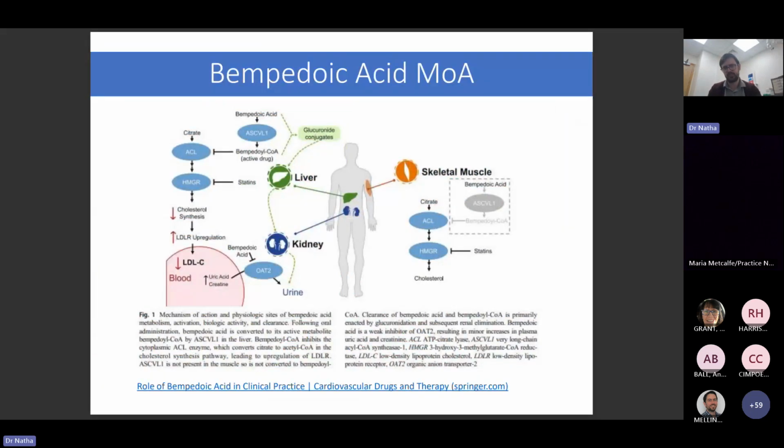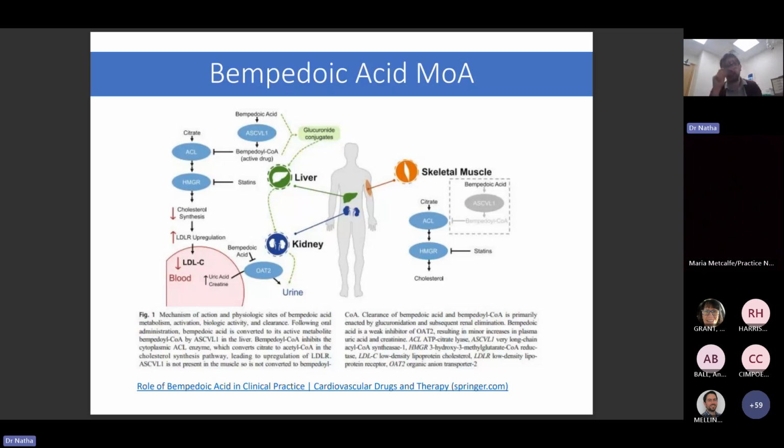Bempedoic acid, a very brief mention of it as an option. It is blue on the BNSSG formulary as an option for those who are completely statin intolerant. The reason why it works is that rather than blocking HMG-CoA reductase, an enzyme that operates both within skeletal muscle as well as other organs, bempedoic acid blocks a different enzyme called ATP citrate lyase, which again is within the cholesterol synthesis pathway, but a more downstream step that is only present within the liver and kidney.